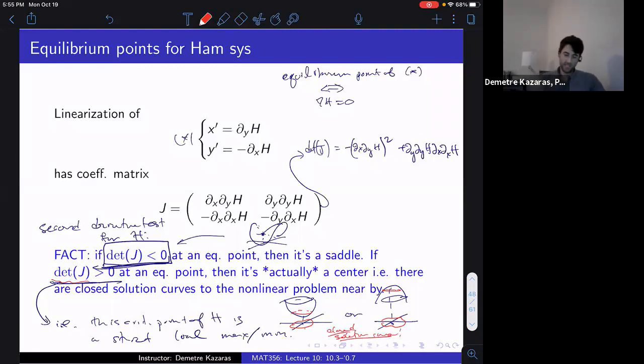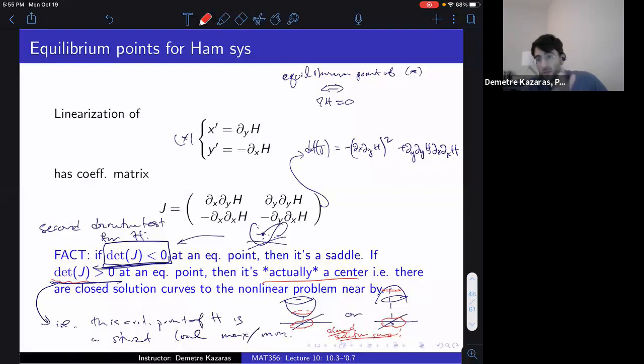Okay, so that is, I say here, it's actually a center, which is to say there are closed solution curves, and the linearization will have that shape. The real part of the eigenvalue will vanish. Pure complex. Very good.